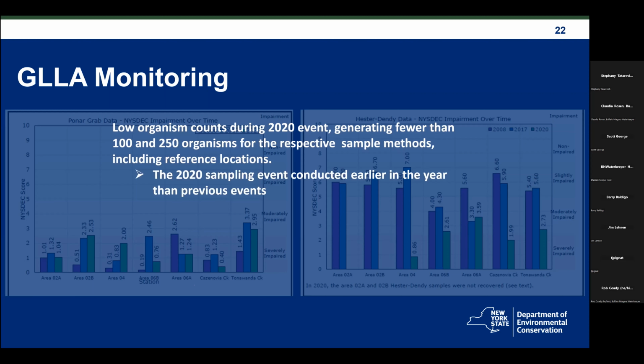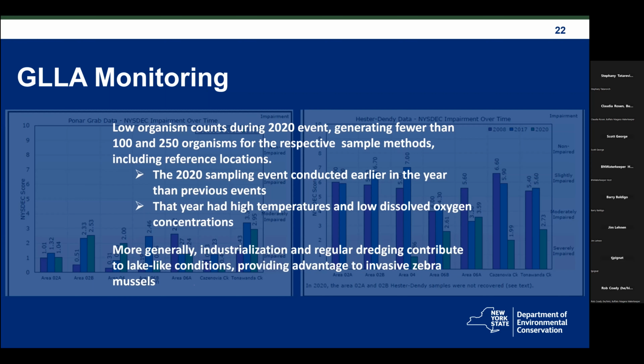Also, the 2020 sampling event was conducted earlier in the year than previous events to avoid conflict with dredging activities that were scheduled for August. So sampling took place in July. Previous events, the 2008 and 2017 sample events, took place in late August, September, and September, October. That year had high temperatures and low dissolved oxygen concentrations compared to previous years, which was also a factor for the different outcome of BAP scores. And then lastly, regular dredging contributes to lake-like conditions with slower flows, providing advantage to zebra mussels, especially in downstream areas of the Buffalo River.